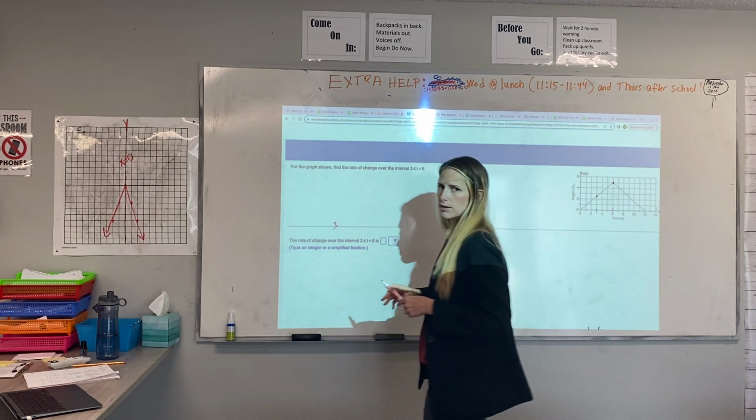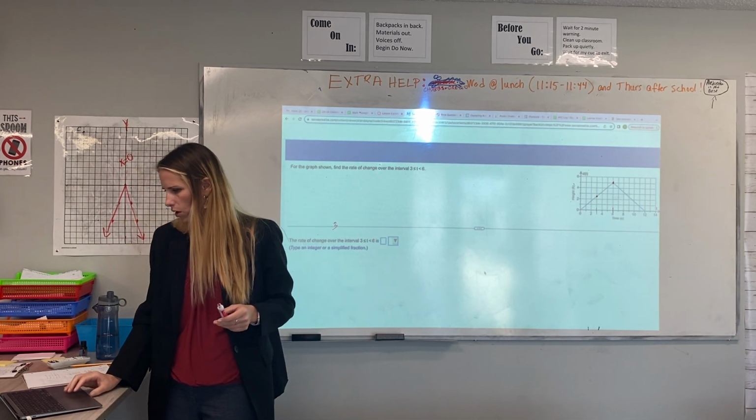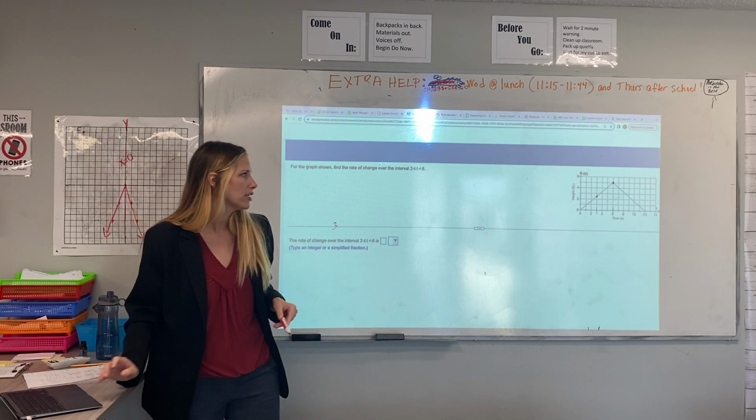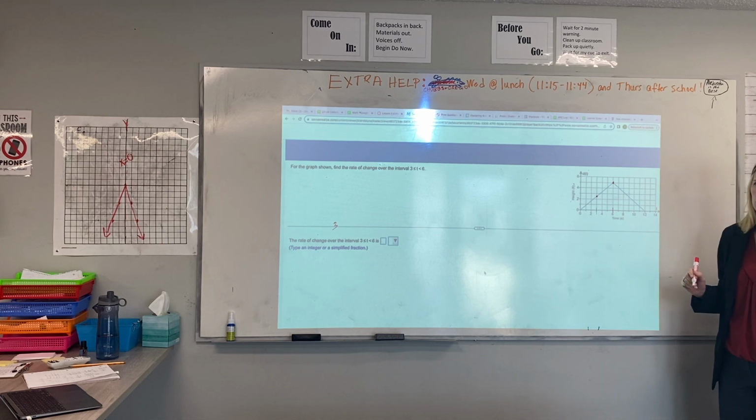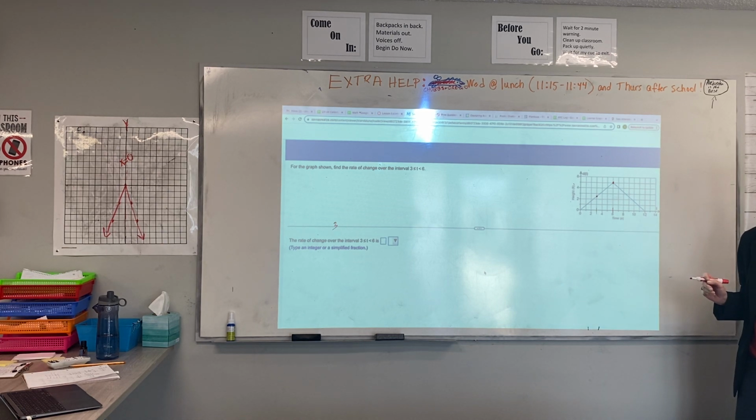It says the rate of change from 3 to 6. What is rate of change?